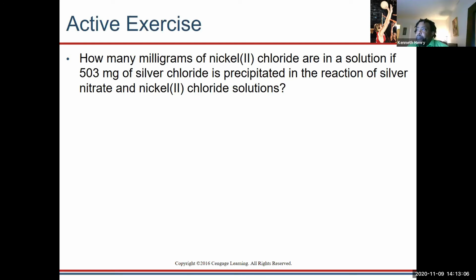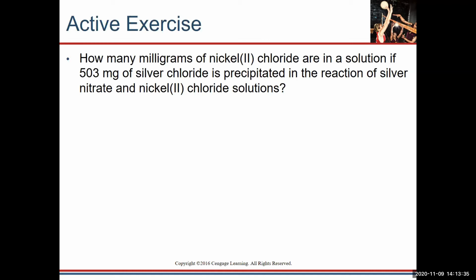How many milligrams of nickel(II) chloride are in a solution if 5.3 milligrams of silver chloride is precipitated in the reaction of silver nitrate and nickel(II) chloride solution? Okay, what is the first thing I'm going to do? Jennifer, first thing I'm going to do.